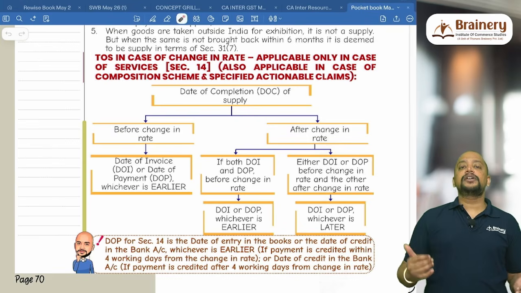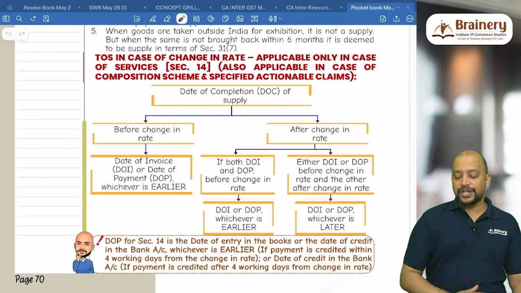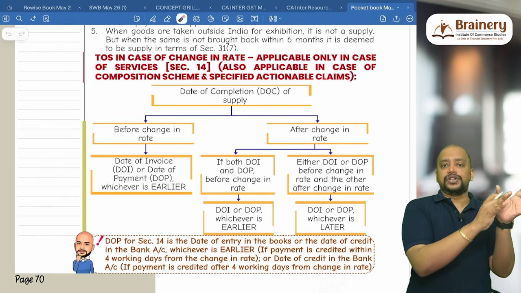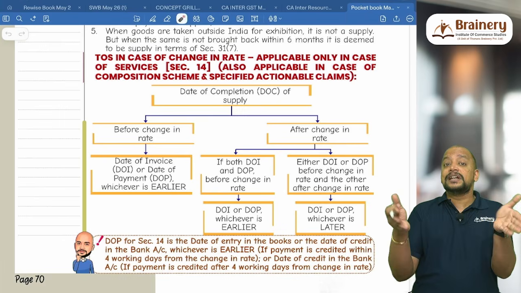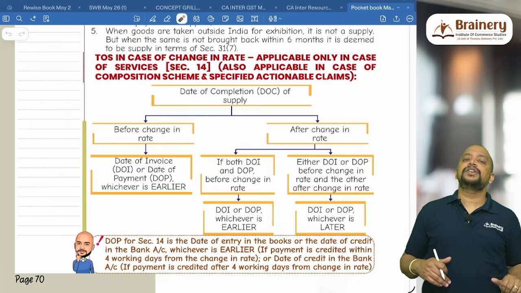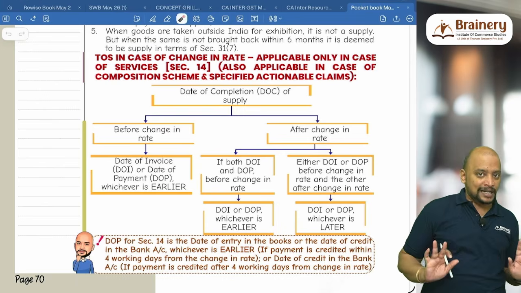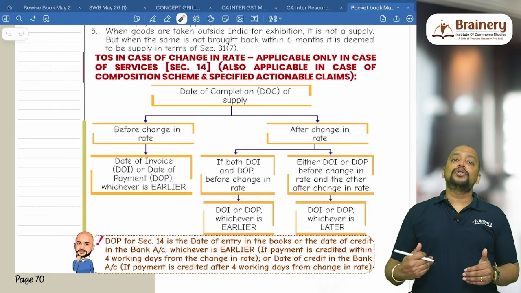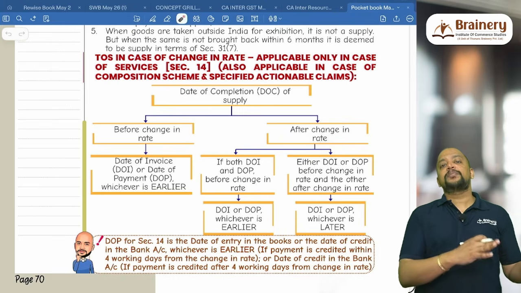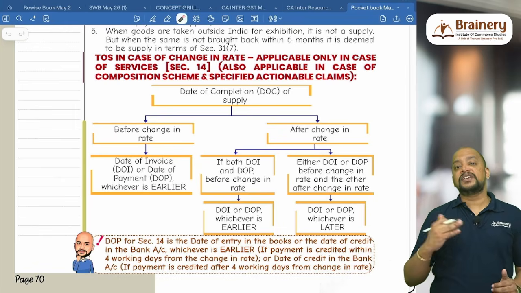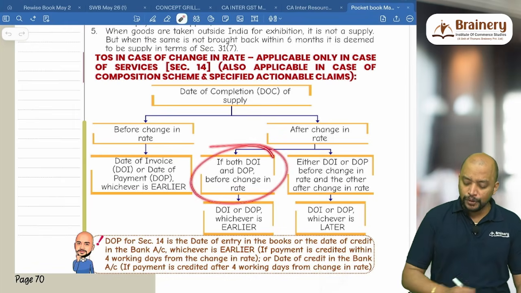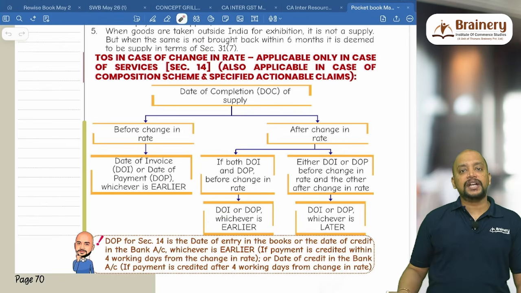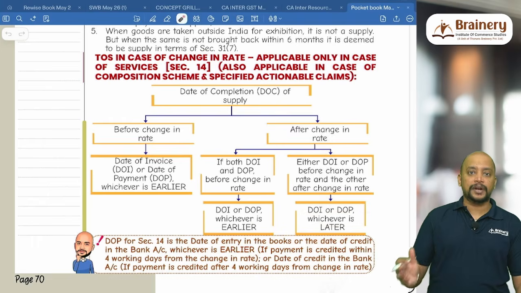Very important. So date of completion we need to see. If the completion is before change in rate, we need to take invoice date or payment date, whichever is earlier. So first apply section 14: between these 3 dates there should be a change in rate, and if completion is before change in rate, then invoice or payment whichever is earlier will be taken. Whereas if the completion is after change in rate, check whether both invoice and payment are before. Yes, then invoice or payment whichever is earlier. What if one is before and one is after? Then whichever is later will be taken. Okay, so that is this.